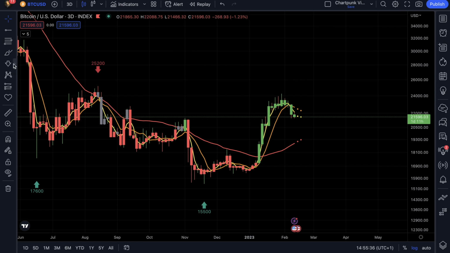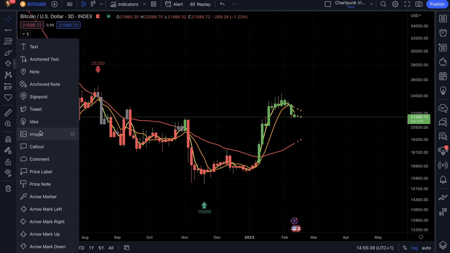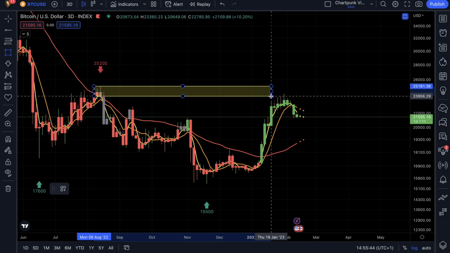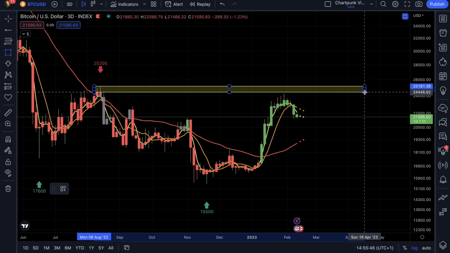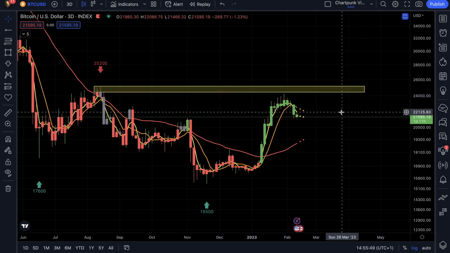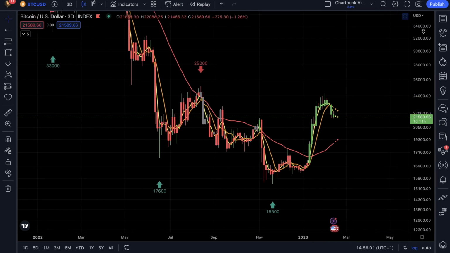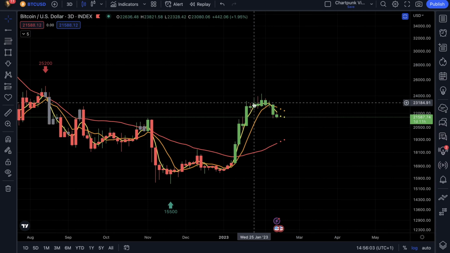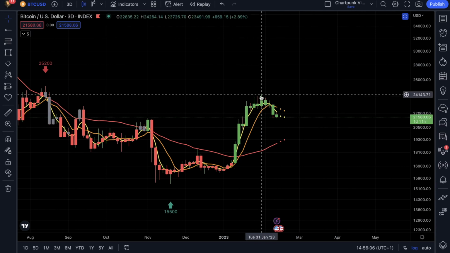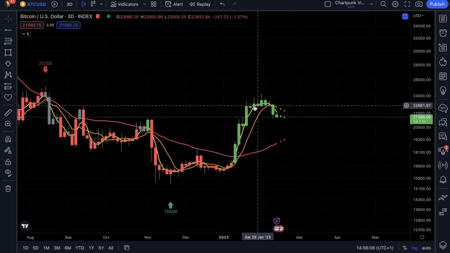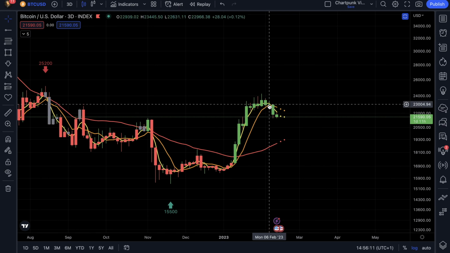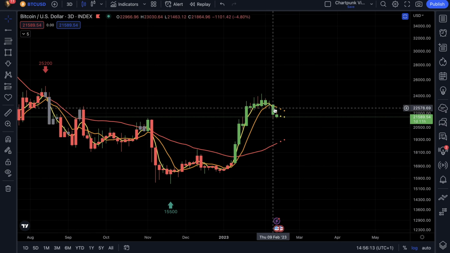I would say that if I want to draw a supply zone, then I would place it somewhere here on this previous local top. This is the zone where a clear supply in the Bitcoin market should kick in. So on this 3-day chart, the most important information is that we are seeing a clear sign of decreasing momentum, and we already had this downcross of the short period moving averages, which is a signal to decrease our bullish allocation to the Bitcoin market.